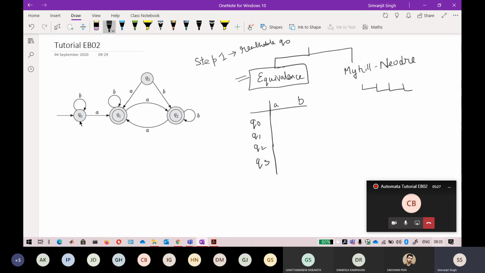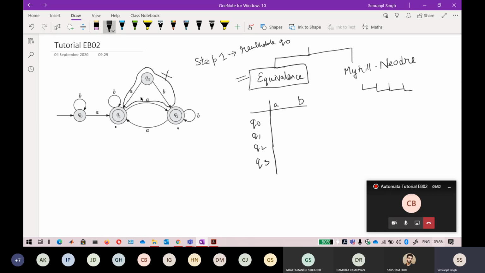From Q0 you can reach Q1, so this is fine. From Q0, by getting an input of A, you can also reach Q2. So these two states are fine. From Q0 you cannot reach Q3. If you see the arrows, I don't think I can reach Q3. It means that state is unusable. There is no point of adding that state, so delete that state.